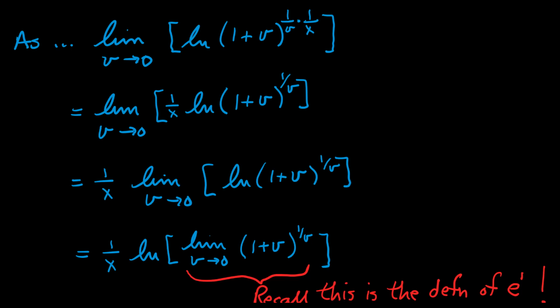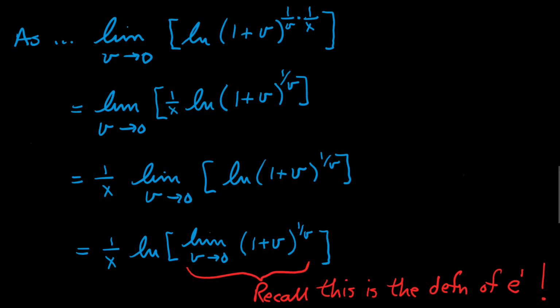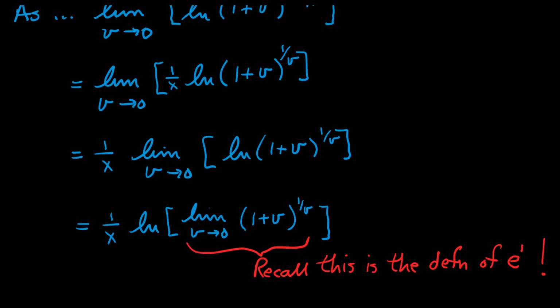We can now rewrite this limit of the natural log as the natural log of the limit. Okay, so what does that get us? Well, if you'll recall, the limit as v goes to 0, or h goes to 0, or whatever letter you want to use there, the limit as v goes to 0 of 1 plus v raised to the 1 over v power is the definition of e, actually e to the first power.